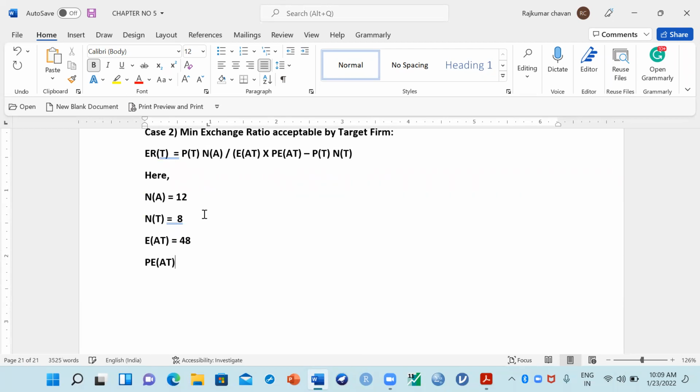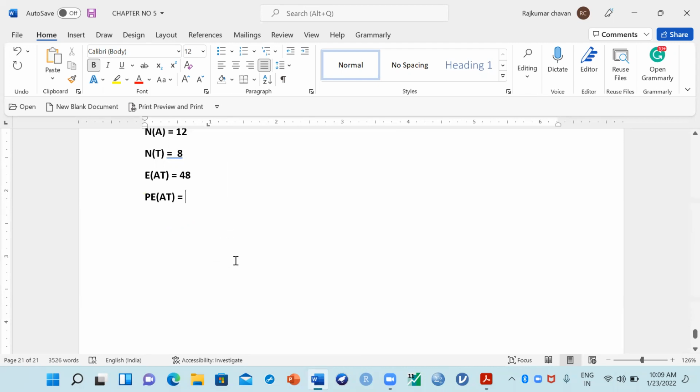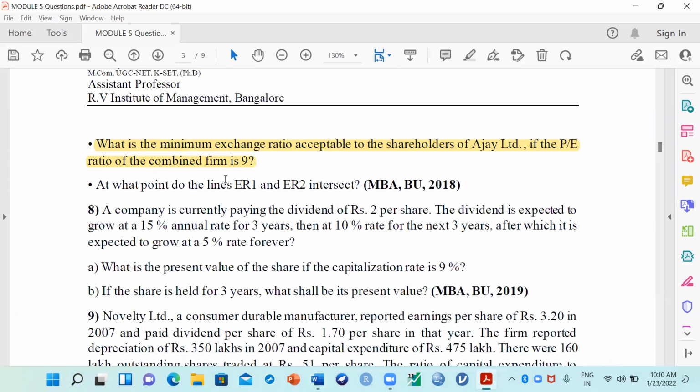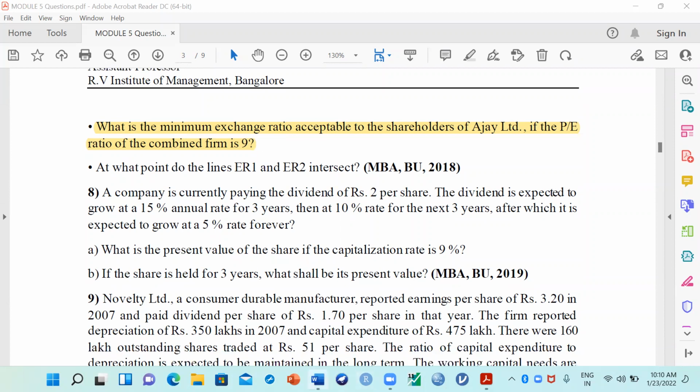Next, PE 80. Now can you tell me in the second case, what is the PE ratio? What they're telling here in the question? Can you put your answer in the chat box? In case 2, what is the minimum acceptable ratio they're expecting? What is the minimum exchange ratio which is given in case 2? Combined firm PE ratio is how much now? Can you put your answer in the chat box? It is 9.